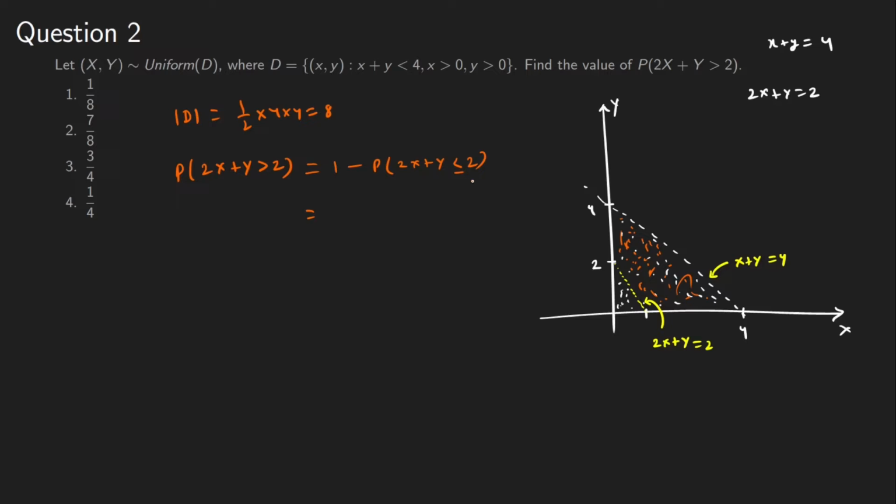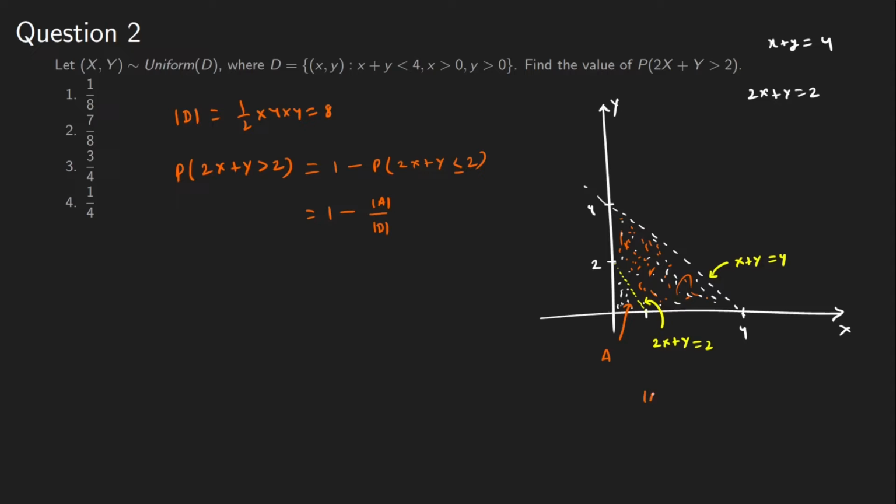This equality sign does not make any difference because these random variables x and y are continuous random variables, right? So now the region 2x plus y less than or equal to 2 corresponds to this smaller triangle. The probability of x and y falling in this region will be equal to the area of this small triangle, which we represent as A, divided by the area of the full support. So we can write area A by area D, and this will be the probability that 2x plus y is less than or equal to 2.